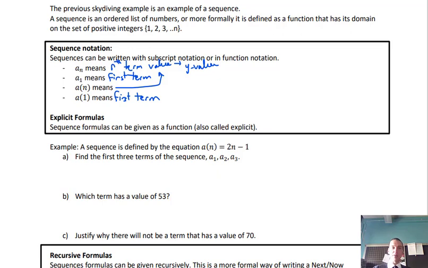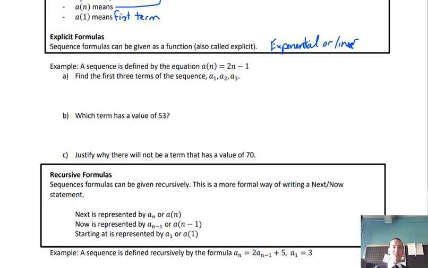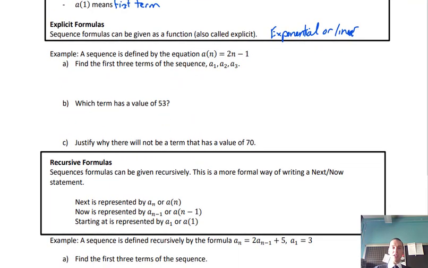Sequence formulas can be given as a function, which is called explicit. So this can be either, I'll just give it away right now, exponential or linear. They're just exponential or linear functions. So this example, a of n equals 2n minus 1. This is a linear function, which we call arithmetic.